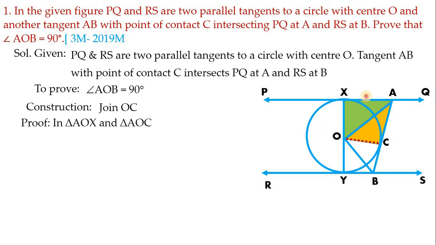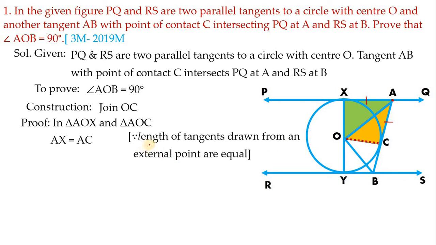Look at here. First let me write AX equals AC. These two will be equal because A is an external point for the circle and the tangents drawn from an external point to a circle are equal. I repeat, tangents drawn from an external point to a circle are equal. Hence, AX equals AC. Write up that and write the proper reason also. Length of tangents drawn from an external point are equal.